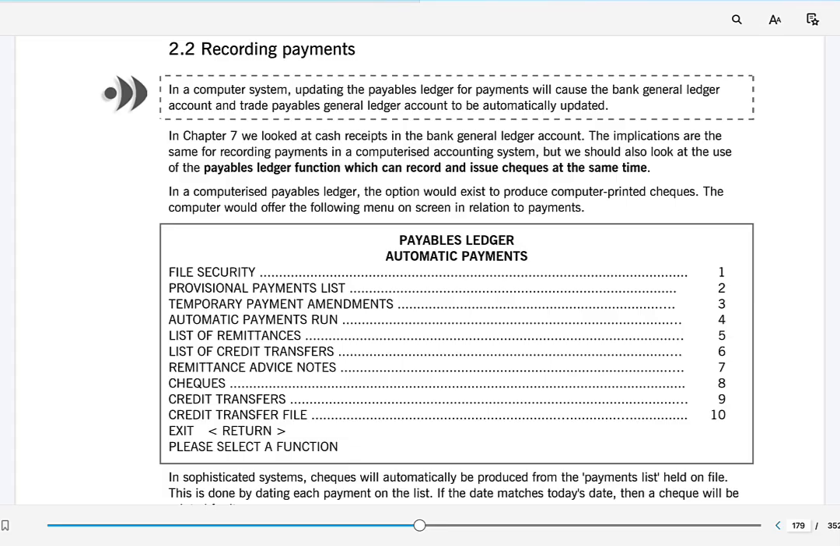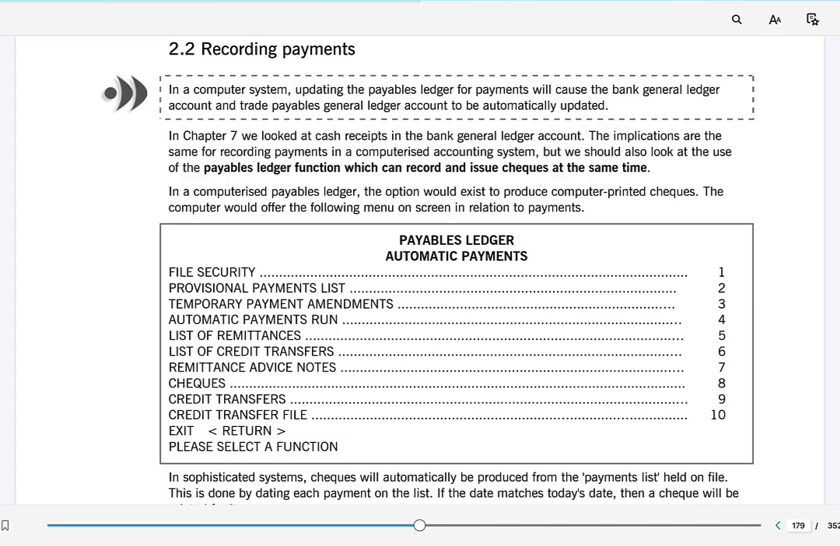In manual accounting, we do that using a journal entry like this: debit trade payables, credit bank. But in a computer system, we usually do not type the full journal entry every time. Instead, we enter the payment once, and the system creates the double entry automatically. So please remember this golden sentence. In a computer system, when we update the payables ledger for a payment, the bank and trade payables in the general ledger will update automatically. That is exactly what Lesson 2.2 is teaching.